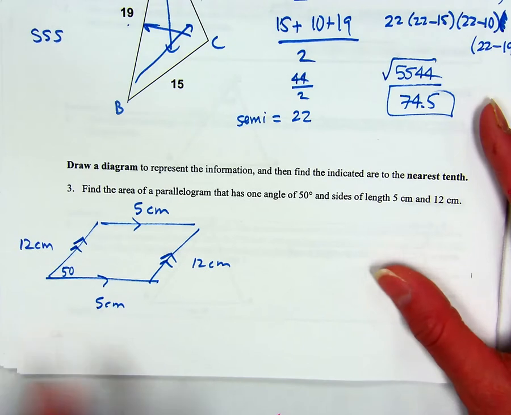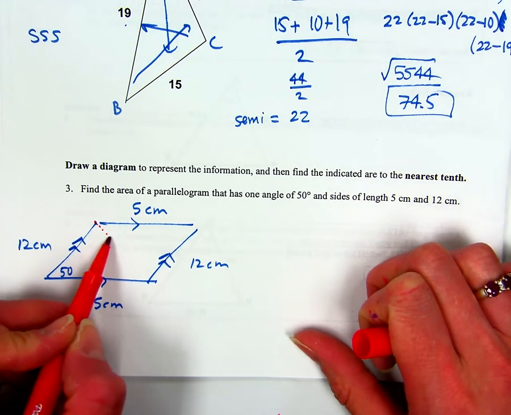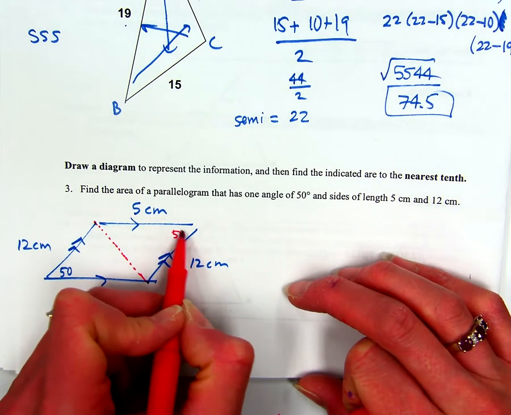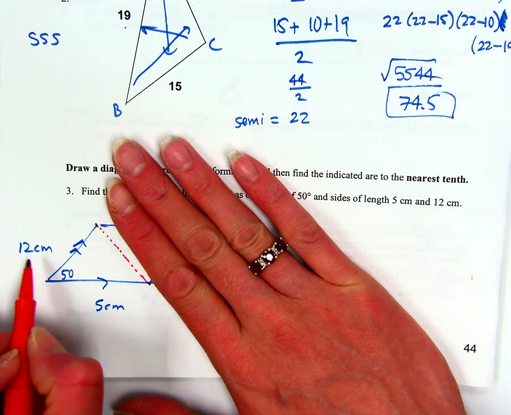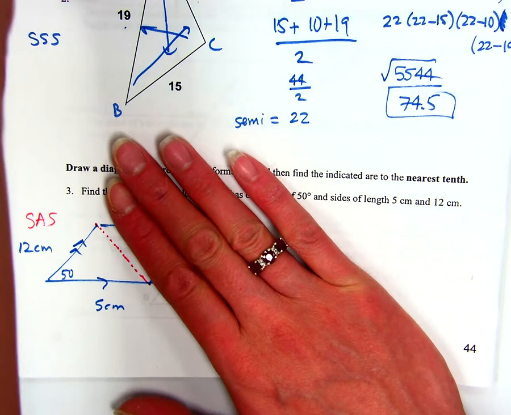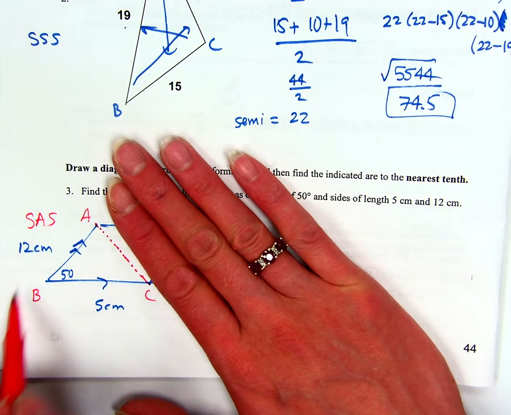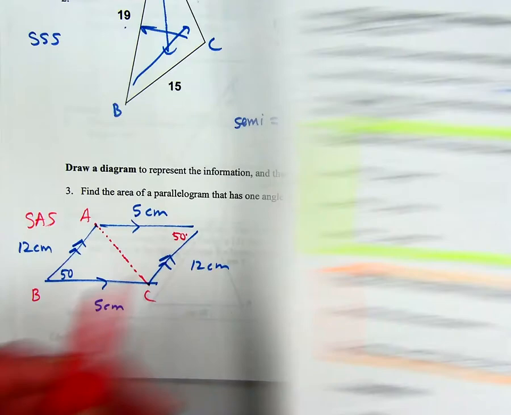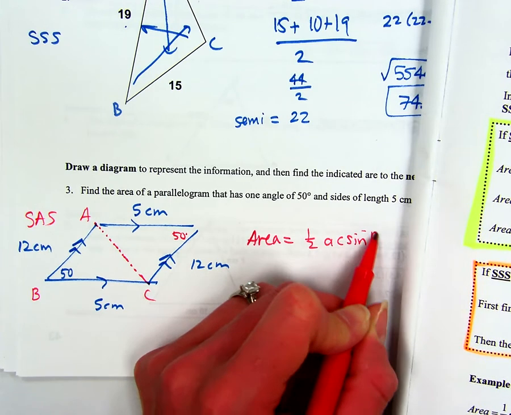So you can't just do base times height because they're not perpendicular, but what you can do is cut it into 2 triangles. These are exactly the same size triangles. This angle is going to be 50. So all I really need to do is find the area of one of the triangles. This is side, angle, side, so I'm going to use my side, angle, side formula. I'm just going to call one of these triangles triangle ABC. Since I have angle B, I'm going to use the formula that has angle B in it: area equals 1/2 AC sine of B.